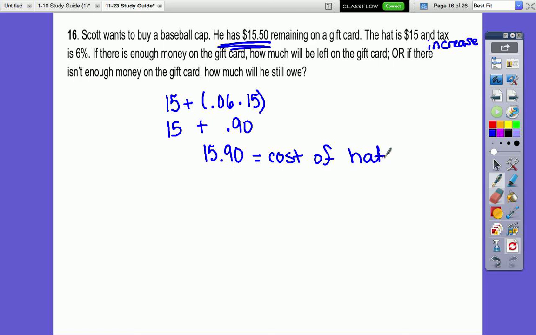The cost of the hat is $15.90, which says if there is enough money on the gift card, how much will be left over? Well, he doesn't have enough money on the gift card, so let's look at our next one. Or if there isn't enough money on the gift card, how much will he owe? So you can take the cost. He's going to be owing something because he doesn't have enough. So $15.90 minus $15.50. And that tells us that he's going to be owing 40 cents.